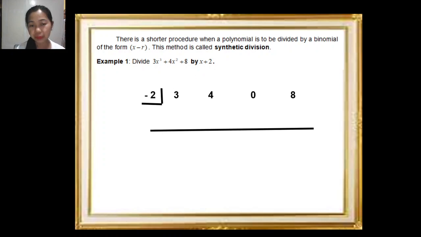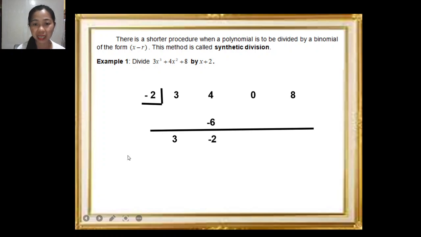So, ayun. After na maisulat natin yung mga coefficients at saka yung value ng r, ang next step is bring down the first term of our coefficient in the third row. So this is 3. Then multiply the first term in the third row to our value of r, negative 2. Meaning 3 times negative 2 is equal to negative 6. Isusulat natin siya sa tapat ng second column sa second row. Ayun, doon na sulat. And then add 4 and negative 6, we have negative 2.